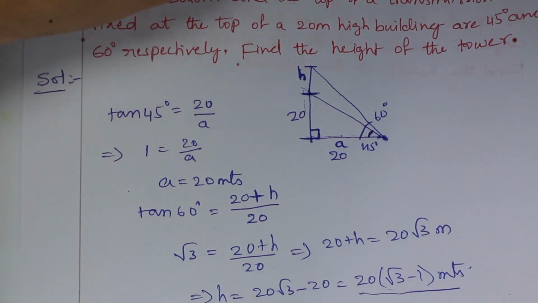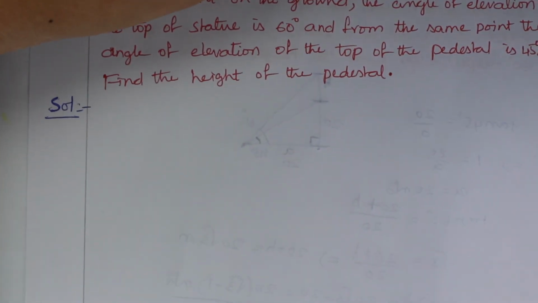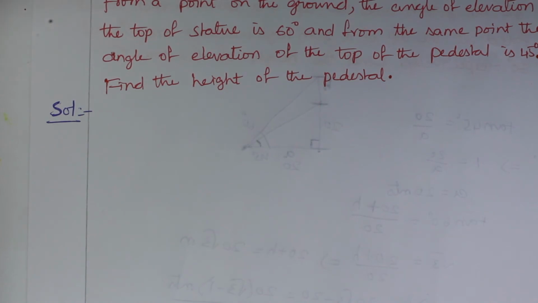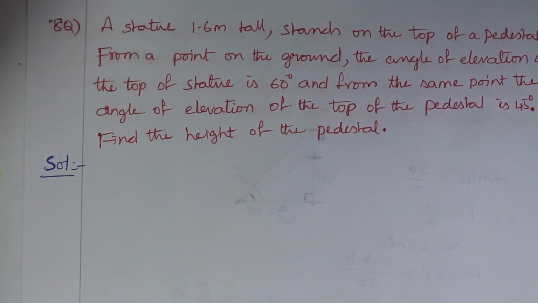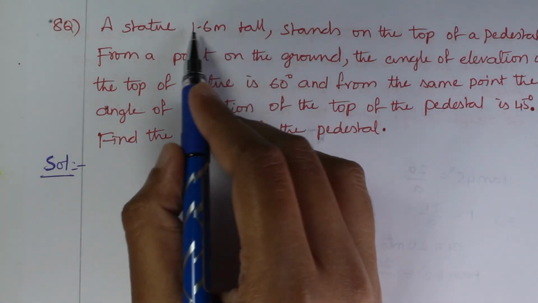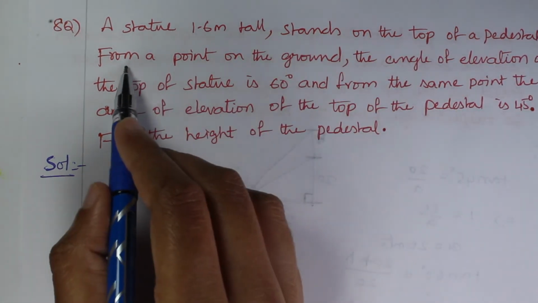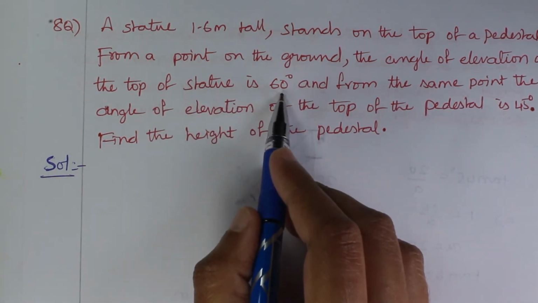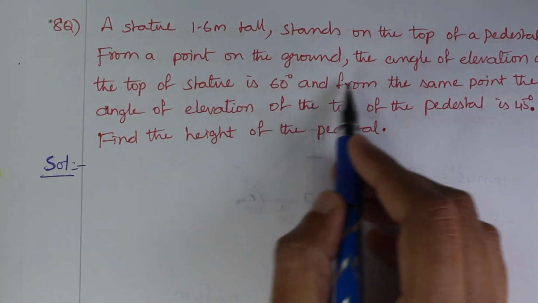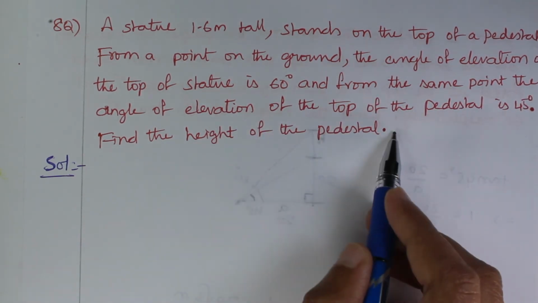Now let's move to the 8th question. A statue 1.6 meter tall stands on the top of a pedestal. From a point on the ground, the angle of elevation of the top of the statue is 60 degrees. And from the same point, the angle of elevation of the top of the pedestal is 45 degrees. Find the height of the pedestal.